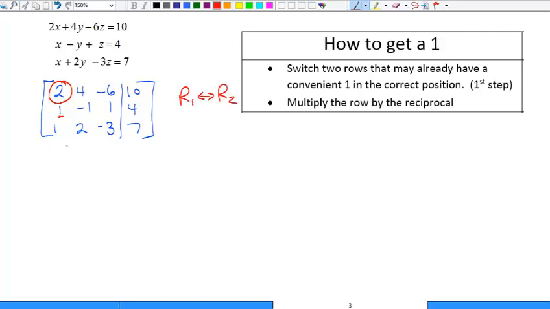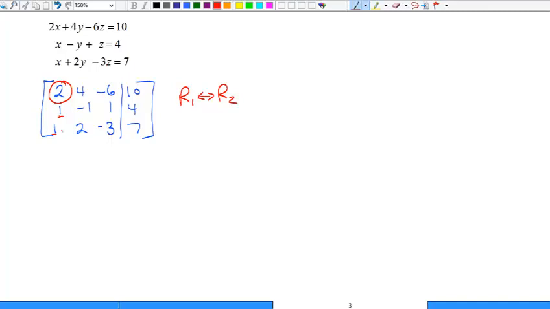Now notice I could have done row 1 with row 3. Both of the other rows have a convenient 1, so I'm just going to go ahead and take the first and the second and switch them. It doesn't really matter which one you do. Sometimes it comes out easier with fewer fractions if you do it one way versus the other. We don't really know. We're just going to have to pick one and go with it. So row 3 stays the same. I'm going to switch row 2 and row 1.